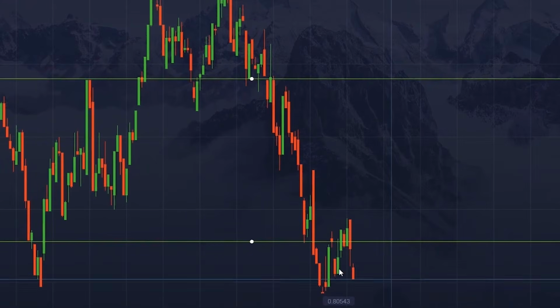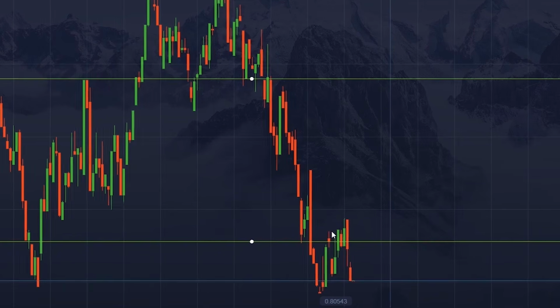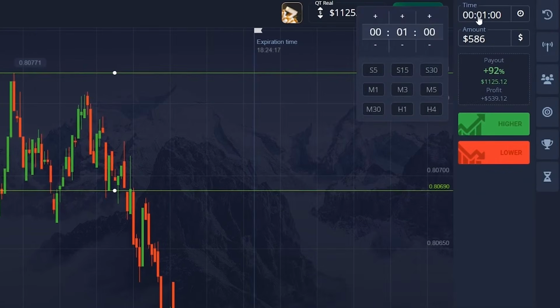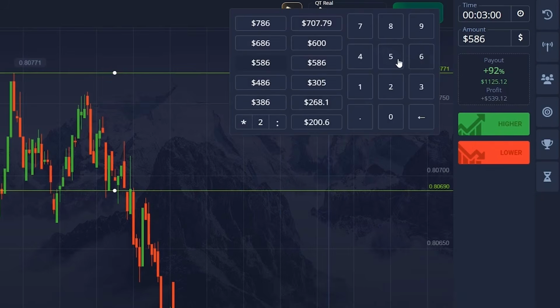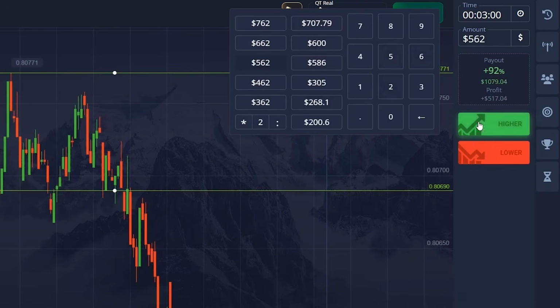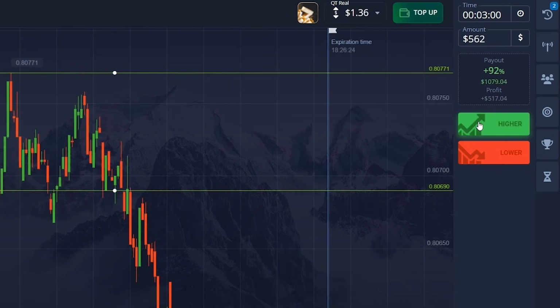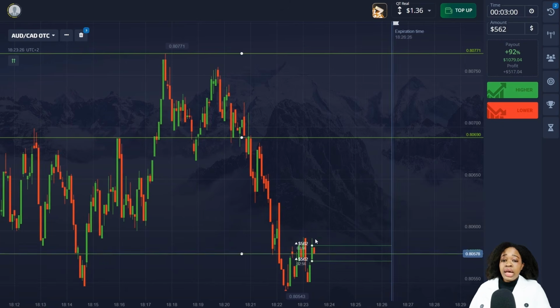At the moment the price is in a correction and I also see some kind of trading near the support level. In such a situation, I'm going to open a deal for a rise for 3 minutes because I think that from this level the price will go up and continue to move along the uptrend.